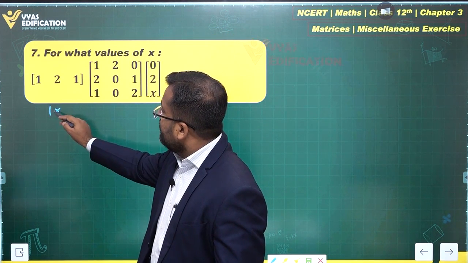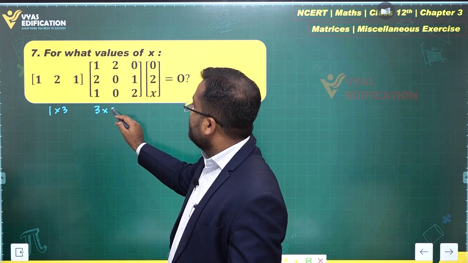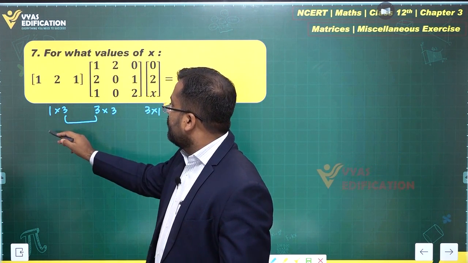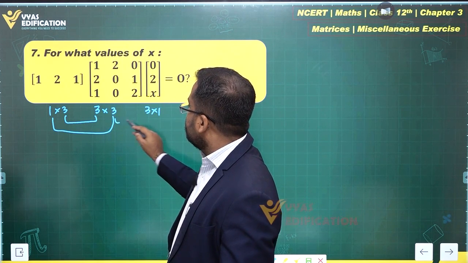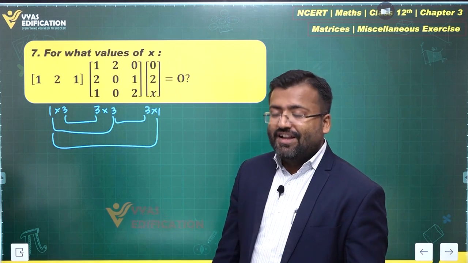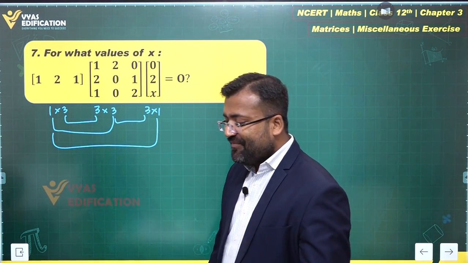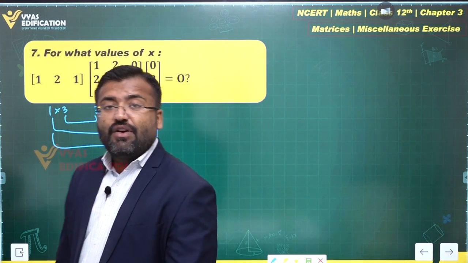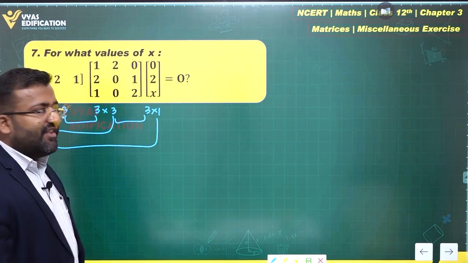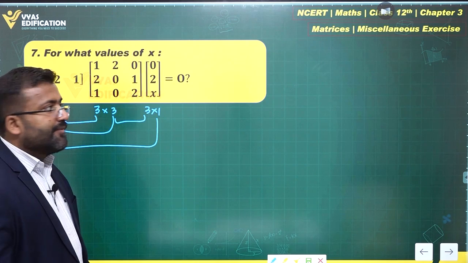This is a 1 by 3 matrix, this is a 3 by 3 matrix, this is a 3 by 1 matrix. These two products are okay, and the final order of the product would be 1 by 1. Let's multiply them together and see what we get. That's pretty simple, right? You'll get a 1 by 1 matrix on the LHS which is equal to 0. You'll get a single equation in terms of x which can be solved for x.